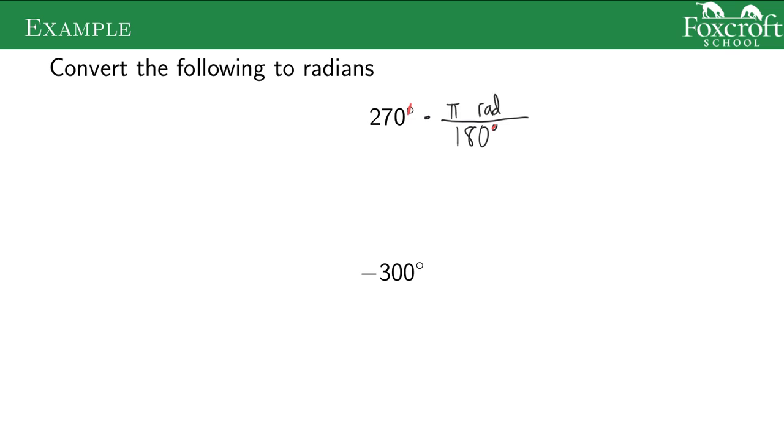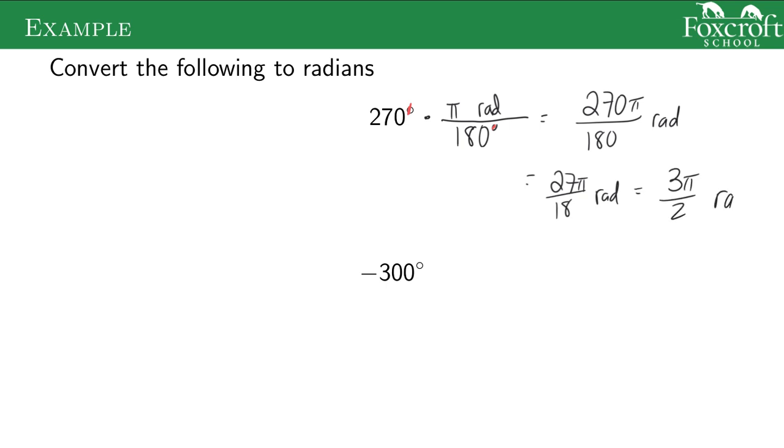Radians is kind of annoying because it doesn't have a nice symbol. You just actually write out RAD for radians. And then we can multiply. We get 270 pi over 180 radians. And then we're just trying to simplify this fraction. So it's 27 pi over 18 radians. Let's divide everything by 10. And then both of those are divisible by 9. So we get 3 pi over 2 radians. So 270 degrees is the same as 3 pi over 2 radians.